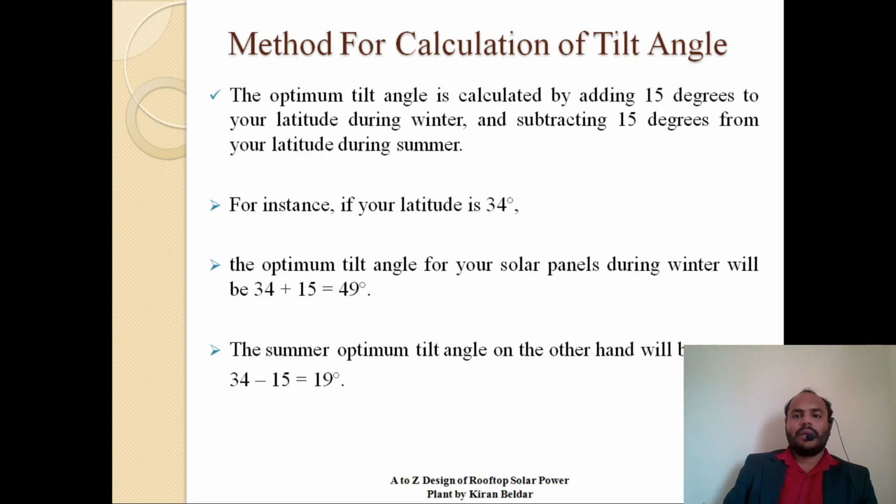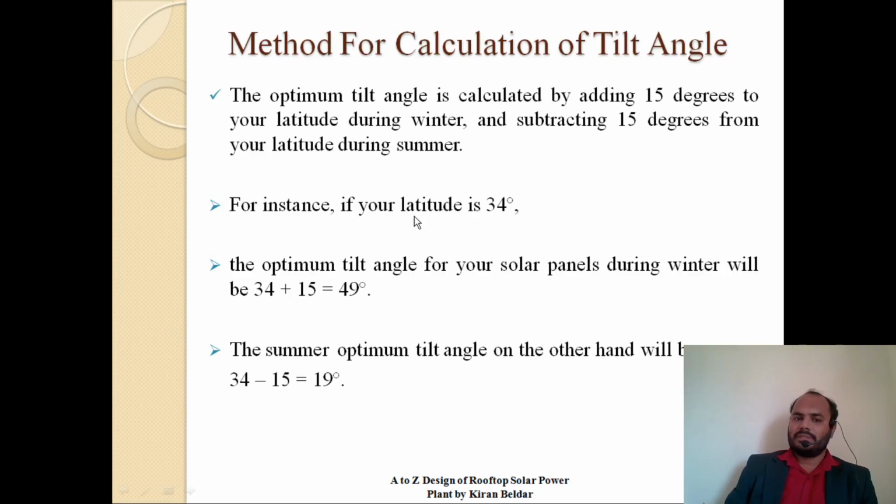Now, how to calculate the tilt angle? A simple formula is there. First point, the optimal tilt angle is calculated by adding 15 degrees to your latitude during winter and subtracting 15 degrees from your latitude during summer. This is a very basic and simple formula. For winter, we add 15 degrees to the latitude, and for summer, we subtract 15 degrees from the latitude.